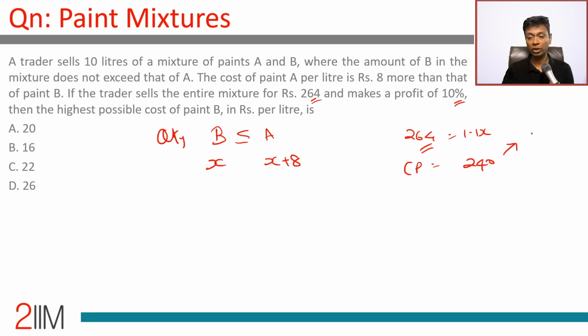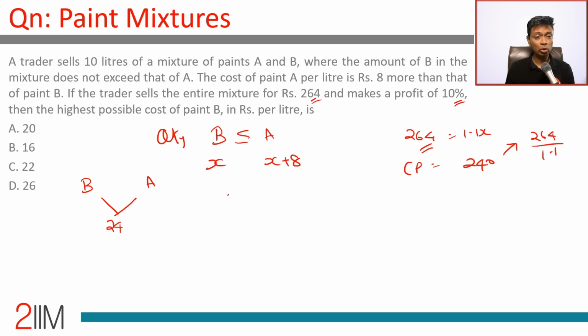How would I find 240? This is 264 by 1.1. If cost price were X, selling price would be 1.1x. 1.1x is 264, X is 240. Then, the highest possible cost of paint B in rupees per liter is a wonderful question. So let there be B and A. You mix these two, doing 10 liters for an overall cost of 240, or cost per liter should be 24.